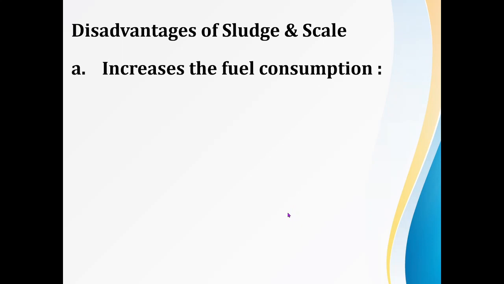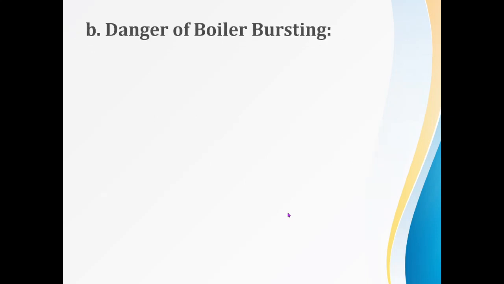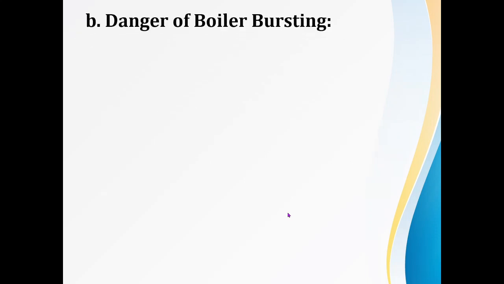First one is increased fuel consumption. How can we say that scale or sludge increases the fuel consumption? We know very well that scale is a poor conductor of heat. Thus, heat given to the boiler does not reach directly to the water. This increases fuel consumption. So, another drawback of scale and sludge formation is boiler bursting.